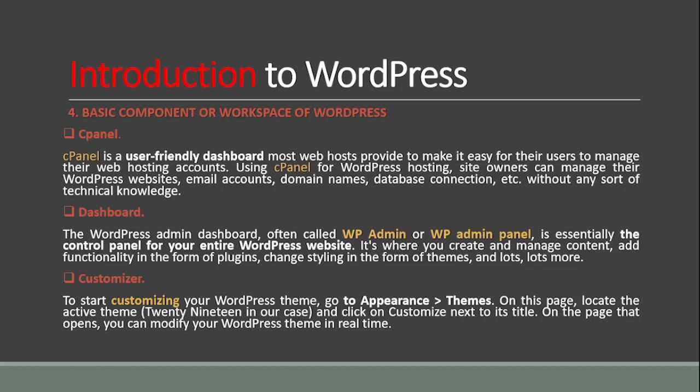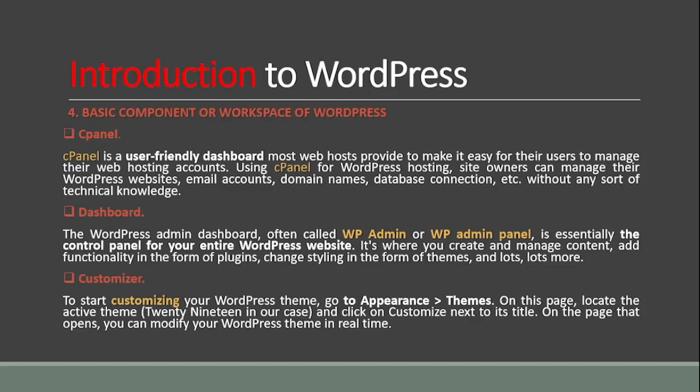Finally, this is the last one for this lesson: the basic components, or workspaces, of WordPress. We have three workspaces. The first is known as cPanel, the second is the dashboard, and the third is the customizer. The cPanel is a user-friendly dashboard most web hosts provide to make it easy for their users to manage their web hosting accounts. Using cPanel for WordPress hosting, site owners can manage their WordPress website, email accounts, domain names, database connections, etc., without any sort of technical knowledge. Without it, you would have to go for training on website management. But the cPanel will help you. It's just a dashboard. I will show you in the next video.